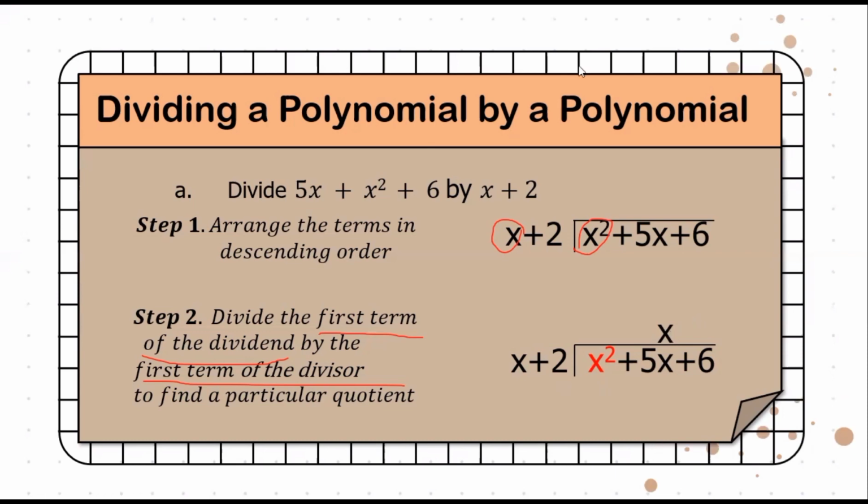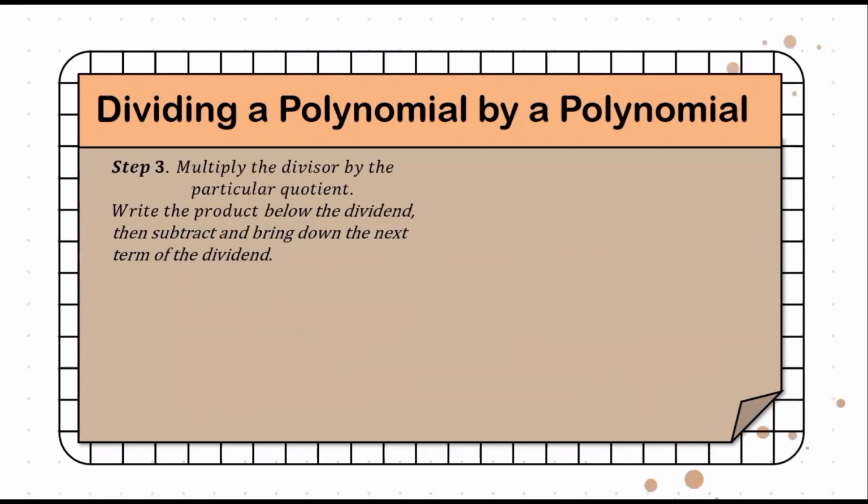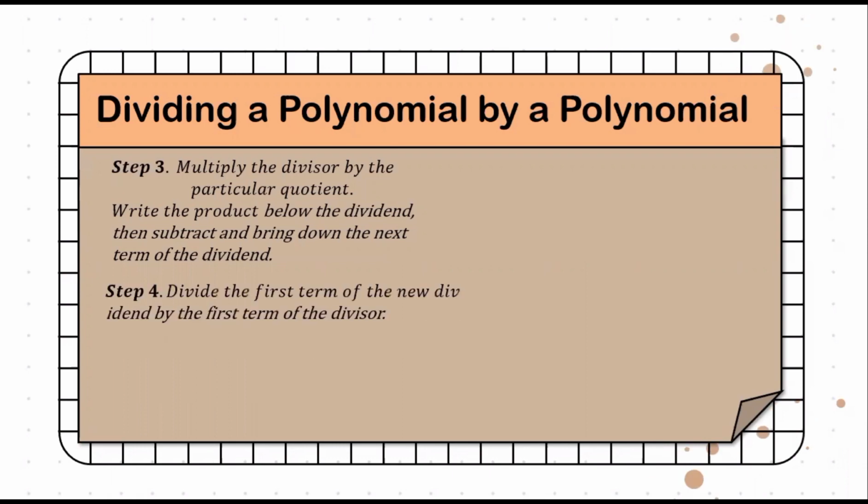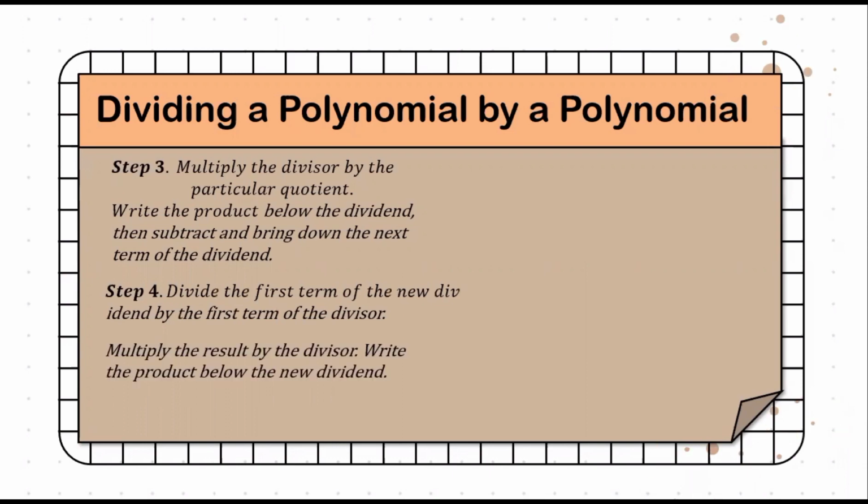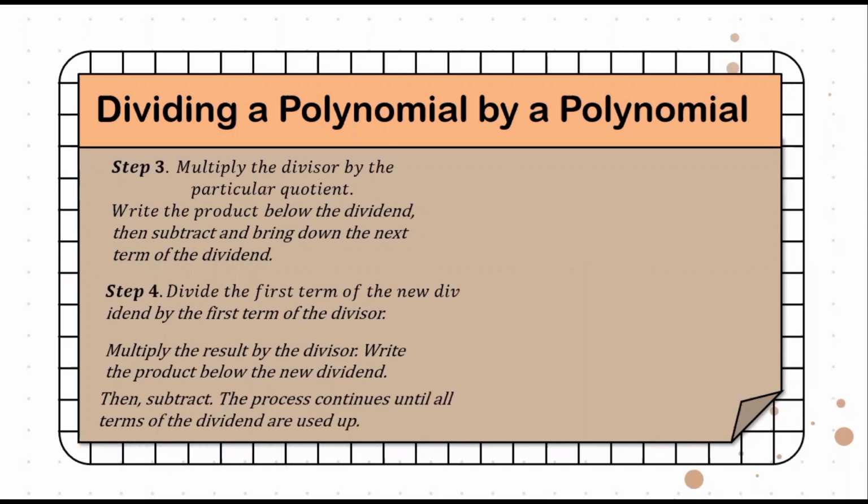Okay? And then, what's the next step after that one? We have now multiply the divisor by the particular quotient and write the product below the dividend, then subtract and bring down the next term of the dividend. And then the step 4, we have to divide the first term of the new dividend by the first term of the divisor. And after that, we multiply the result by the divisor and write the product below the new dividend. And then subtract. The process continues until all terms of the dividend are used up.